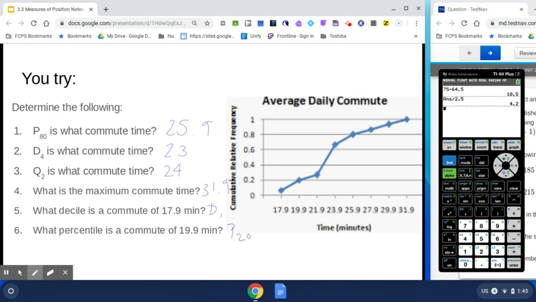Number 4, the maximum commute time. That's the largest. So at the percentile 100, and drop that straight down. It looks like that's 31.9. The decile that is equivalent to the 17.9 minute commute time, I said that that was decile 1. It looks like it's at about the 10th percentile. And then what percentile is the 19.9 commute time? And that is the 20th percentile. All right, this concludes today's lesson on measures of position.